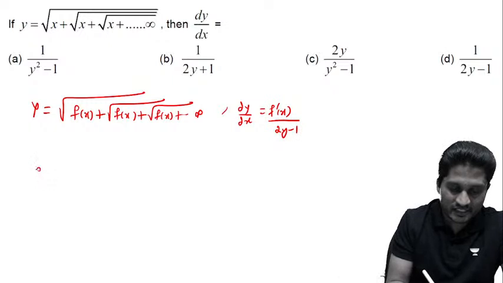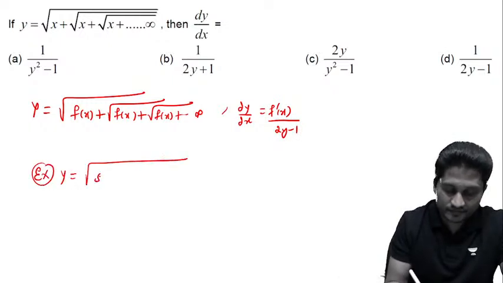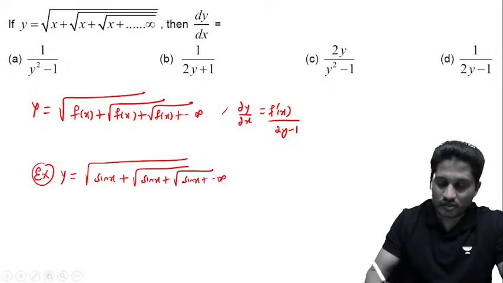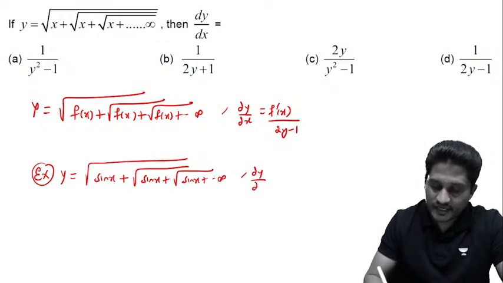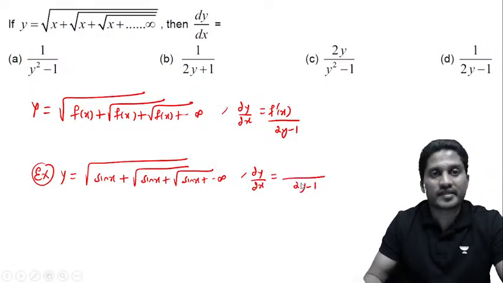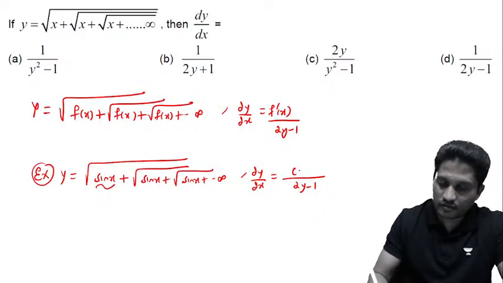Alright, now I just give an example. If you have suppose y is equal to root of sin x plus root of sin x plus root of sin x, okay, and so on up to infinity, dy by dx is equal to the differentiation divided by 2y minus 1 will be there. Differentiation of sin x will be equal to cos x.